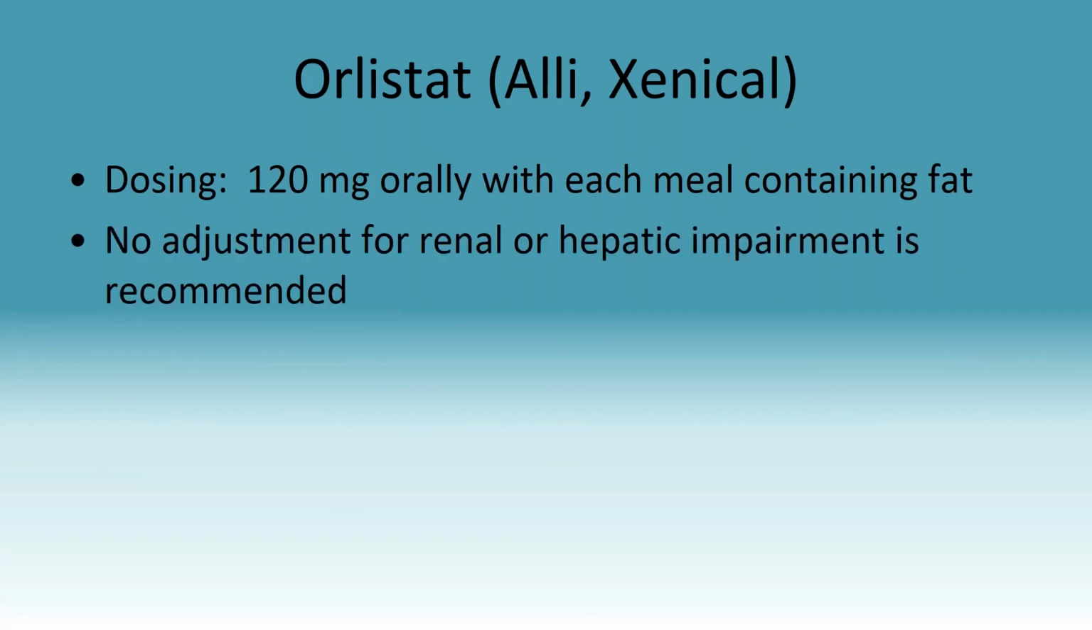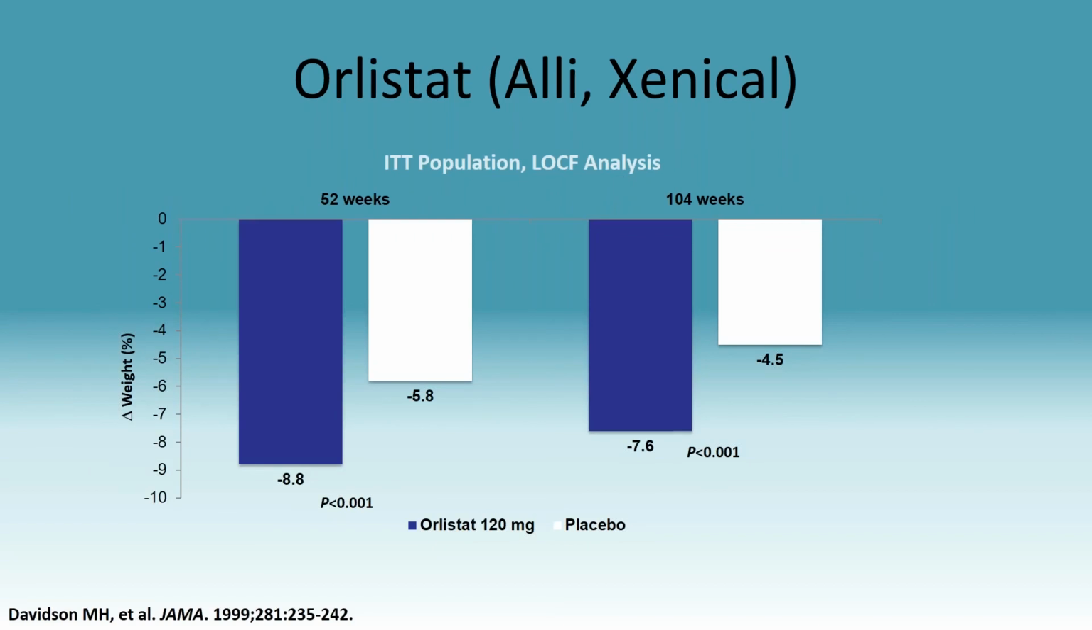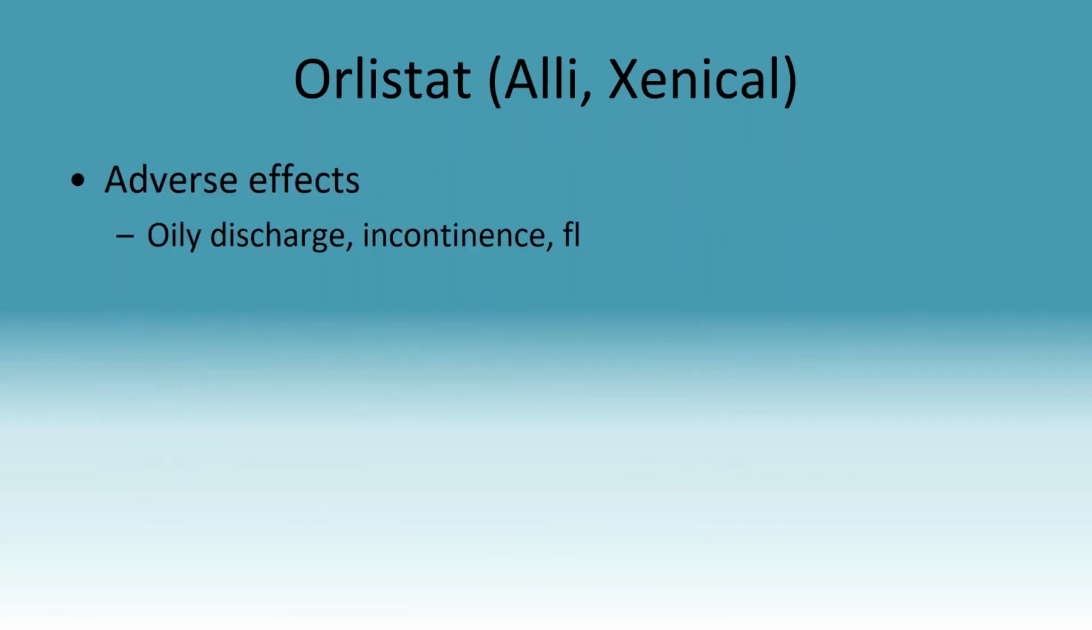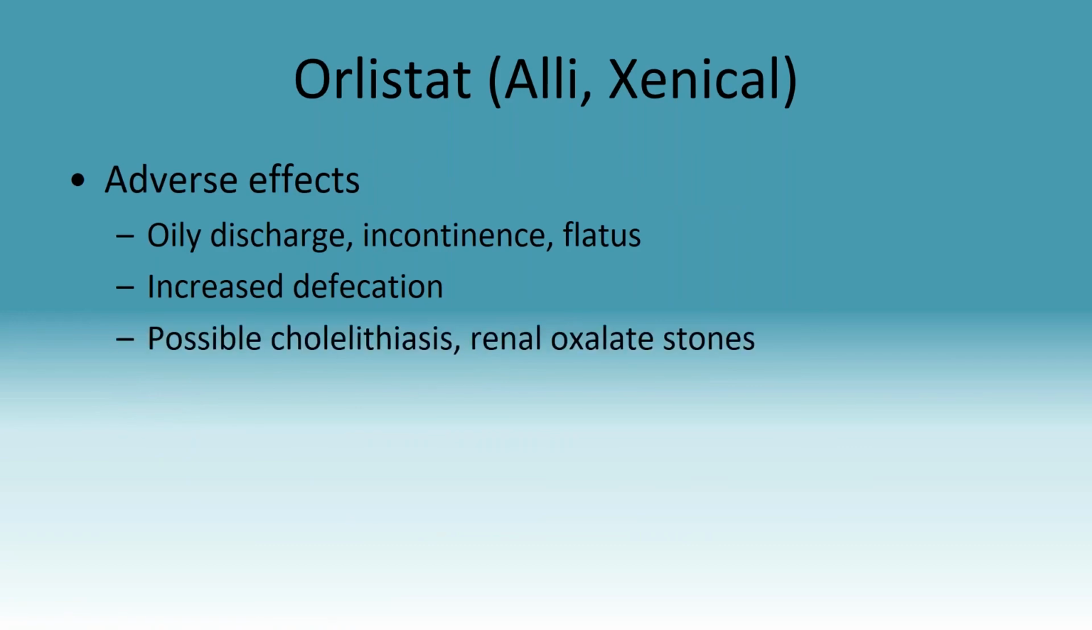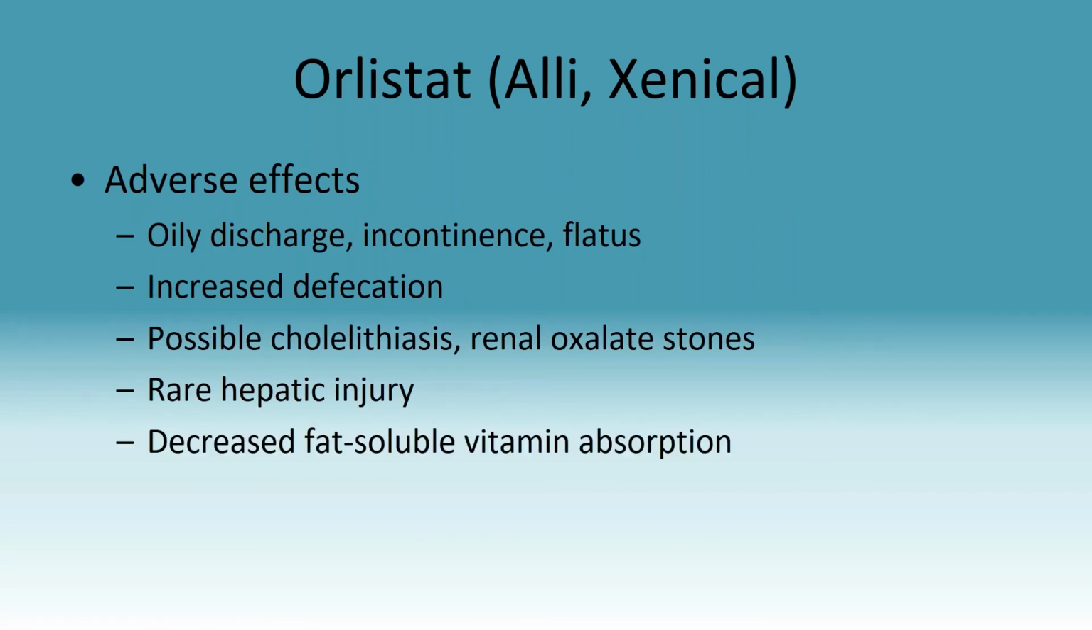There's no adjustment recommended for renal or hepatic impairment, and a study on both groups, placebo and orlistat, in this study had intensive lifestyle therapy, showed that it was statistically more effective than the placebo form at 1 year and at 2 years. Adverse effects include oily discharge, incontinence, and flatus for gastrointestinal side effects, as well as increased defecation. There is also a possibility of cholelithiasis or renal oxalate stones, and you can place these patients on a low oxalate diet if you use this medication. In rare cases, hepatic injury has been reported and decreased fat-soluble vitamin absorption as well.